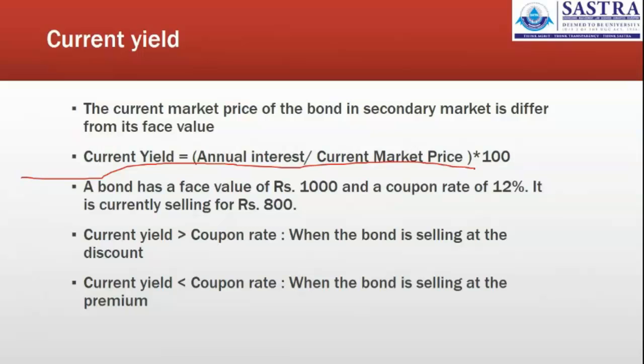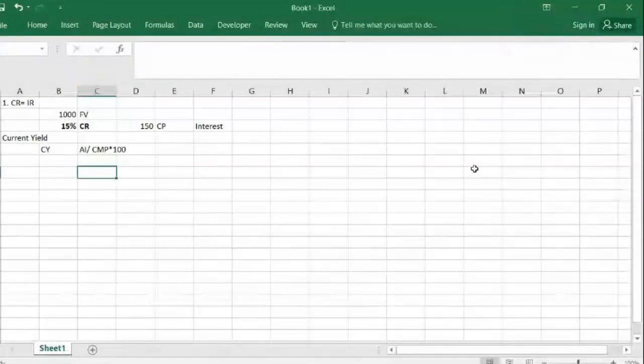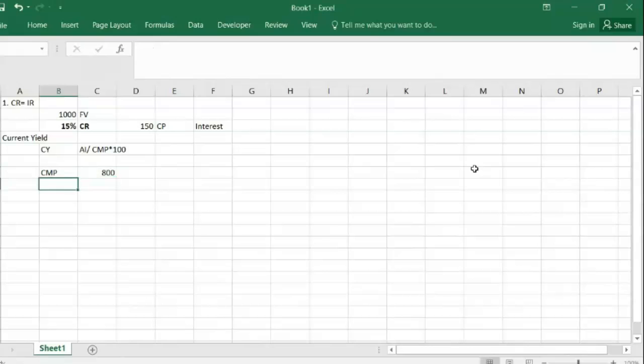And one more example is given here. The face value is 1,000, the coupon rate is 12%. Currently, that particular bond is being sold in the market for 800 rupees. So the current market price is 800 rupees, the face value of 1 unit of bond is 1,000 rupees, and the coupon rate given in the problem is 12%.